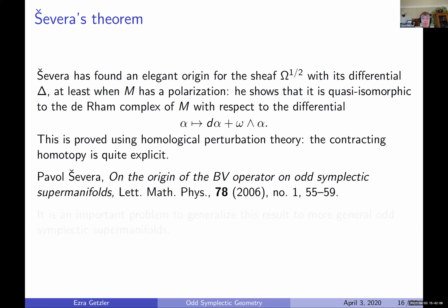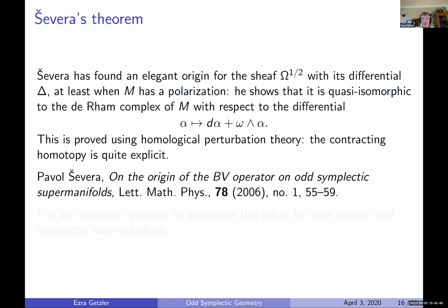So Cheverat found a really elegant origin for this sheaf and this operator, at least in the special case where there's a polarization of the odd symplectic supermanifold. For example, if it's an odd cotangent bundle. So I won't define any of those concepts because I don't need them in the talk. But now I want to come back to Mohammed's remark. He was asking about grading. Note that if omega has internal degree -1, well, it's also a 2 form. So 2 plus -1 is 1. So its total grading is 1.